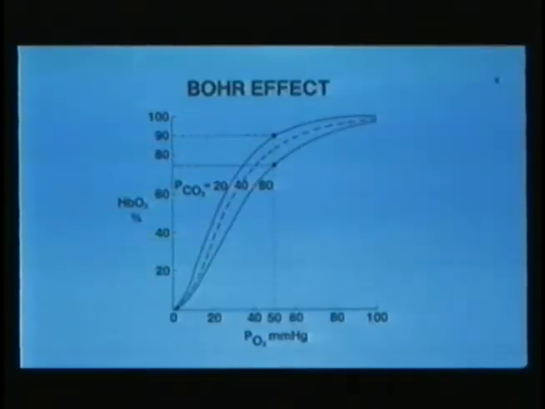Slide 8. A change in PCO2 or hydrogen ion concentration alters the affinity of hemoglobin for oxygen. This phenomenon is called the Bohr effect. For example, at a constant PO2 of 50 millimeters of mercury, a PCO2 of 20 millimeters of mercury results in approximately 90% saturation, while a PCO2 of 80 millimeters of mercury results in approximately 75% saturation.